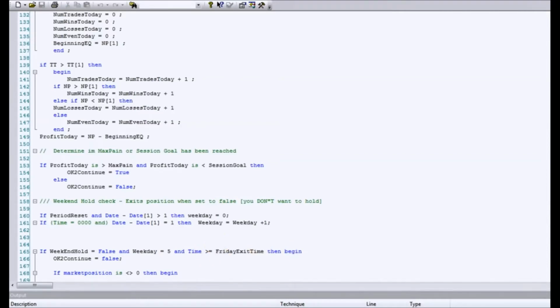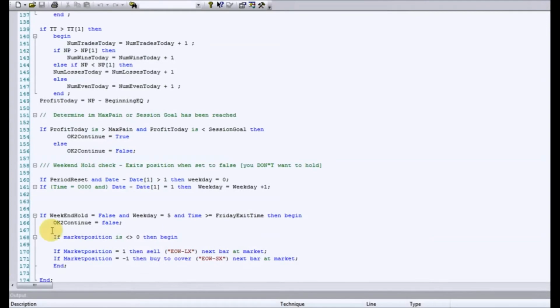So now everything under that, right? First of all, you want to turn off your OK to continue, because you don't want it to trade anymore. Now, if your market position is, and see that when it's in green, it's a redundant word. You don't even have to write it, but I put it in to make it read better. Not equal to 0, then begin.